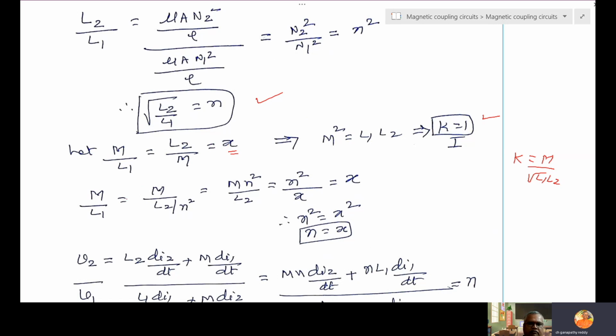Now, M by L1 is equal to M by what is L1 here? L1 is equal to L2 by N square.